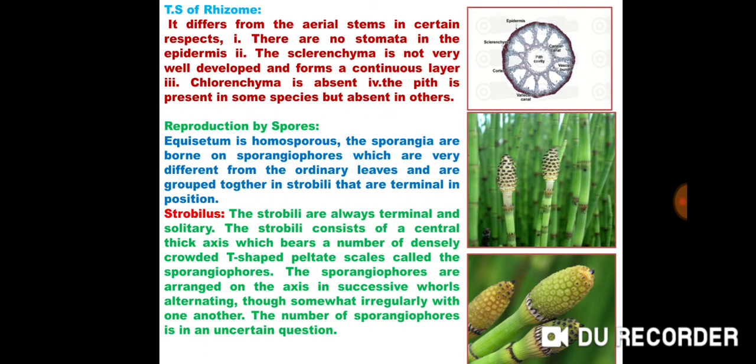Then TS of rhizome. It differs from the aerial stem in certain respects. There are no stomata in the epidermis. The sclerenchyma is not very well developed and forms a continuous layer. Chlorenchyma is absent. The pith is present in some species, but absent in others.